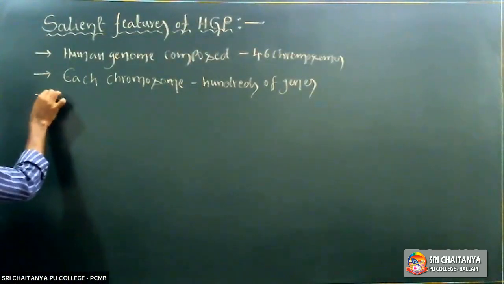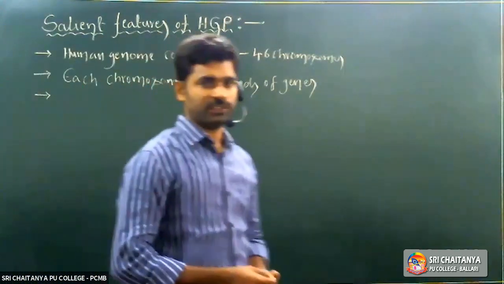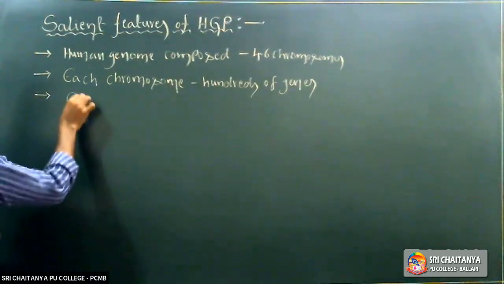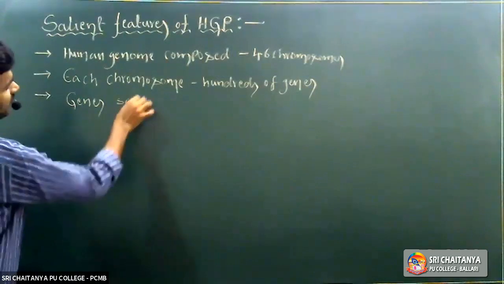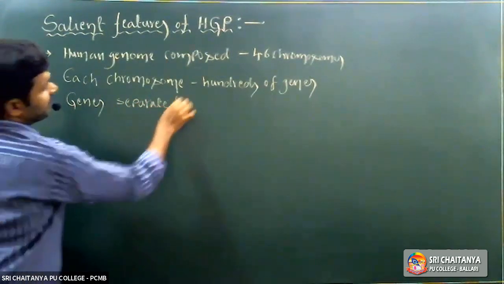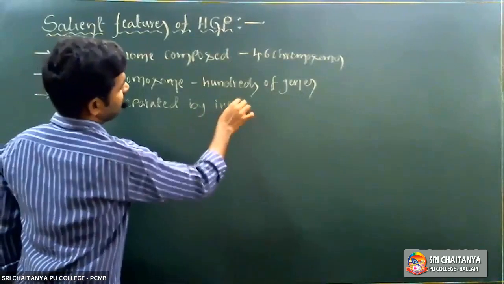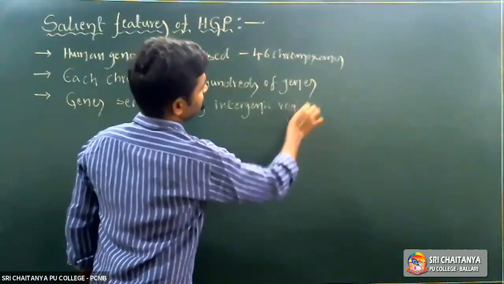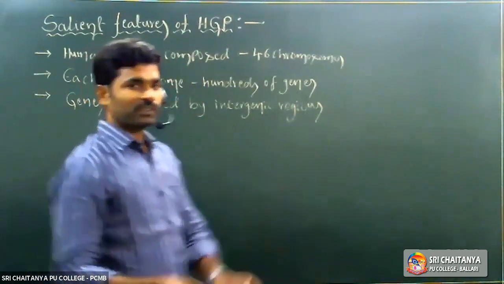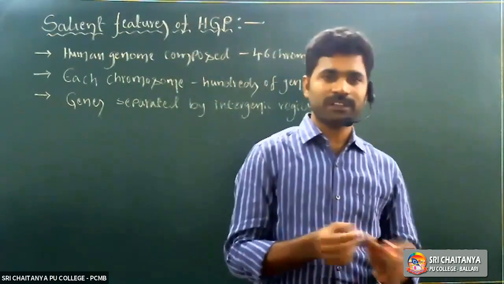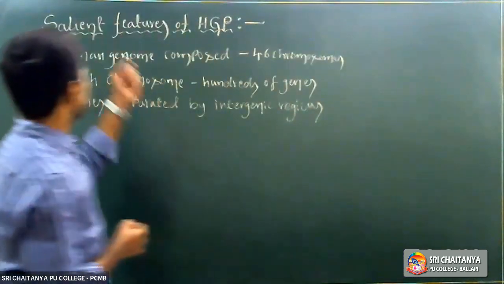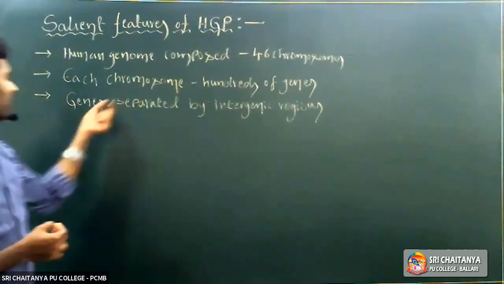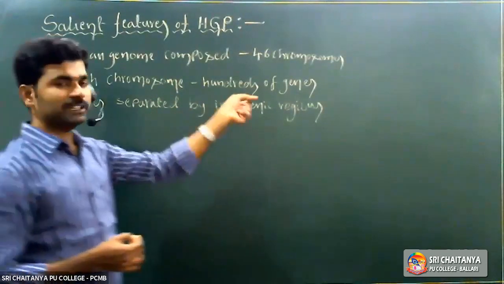So the genes are separated by the intergenic regions, right? The genes which are present in genetic material are separated by intergenic regions. So what are intergenic regions? The gap which is present in between two genes is called an intergenic region, right? Each chromosome consists of hundreds of genes, and the genes are separated by the intergenic regions.